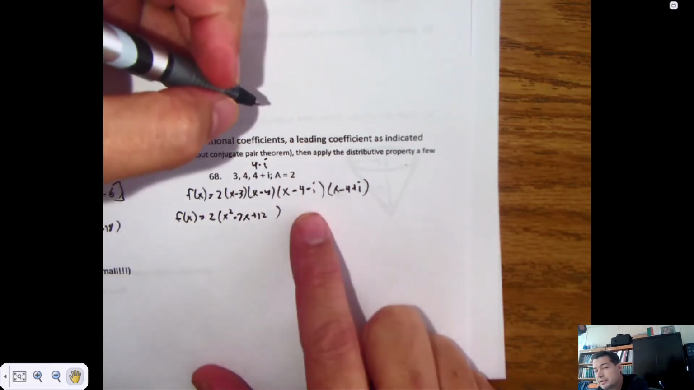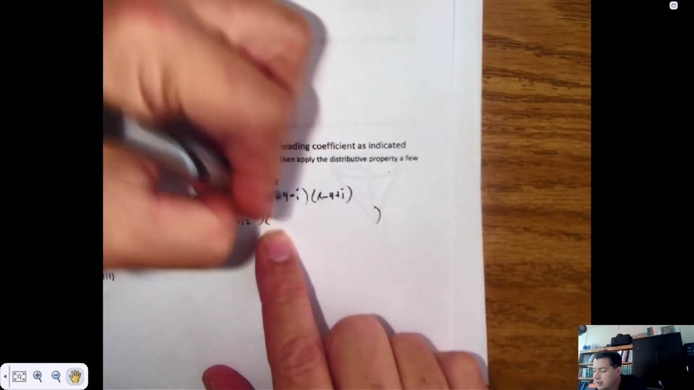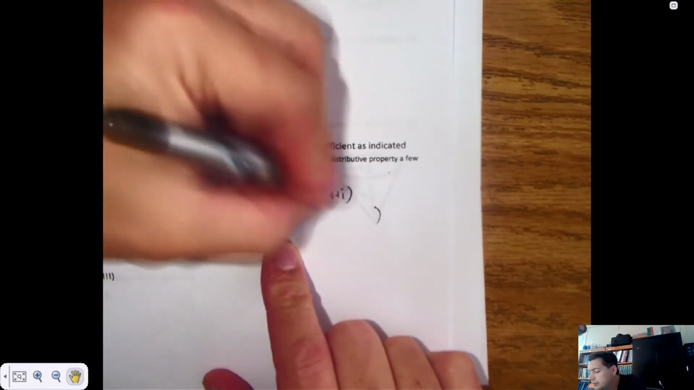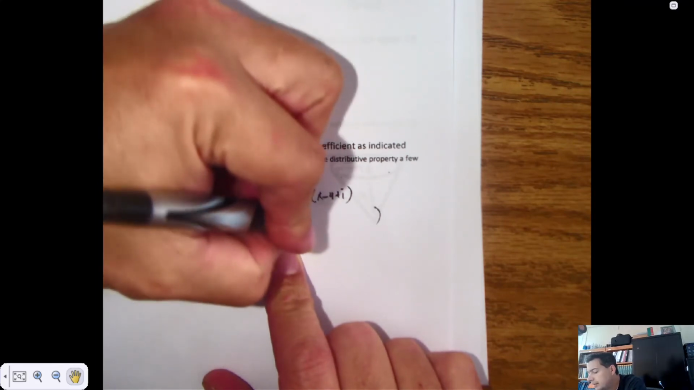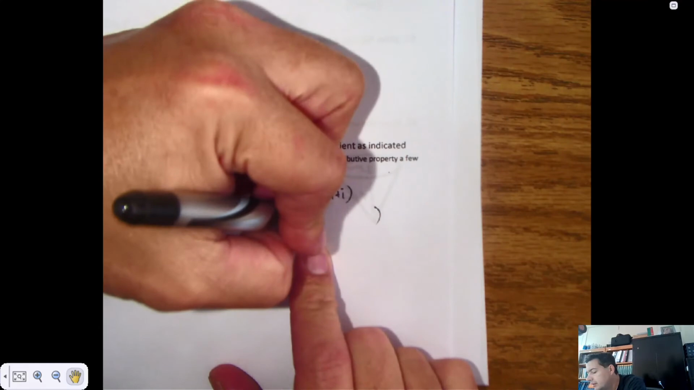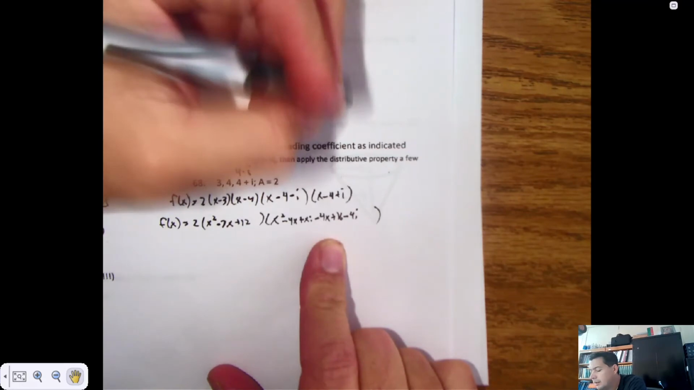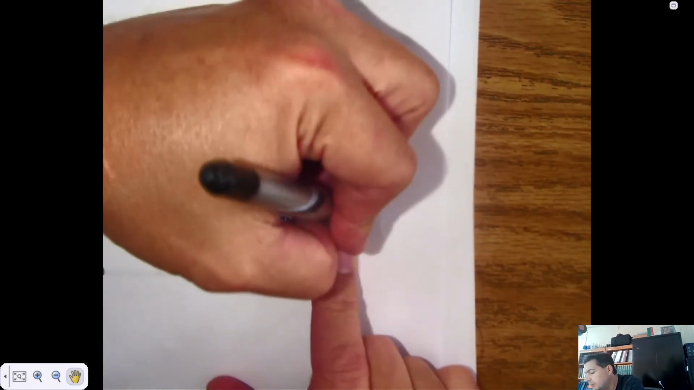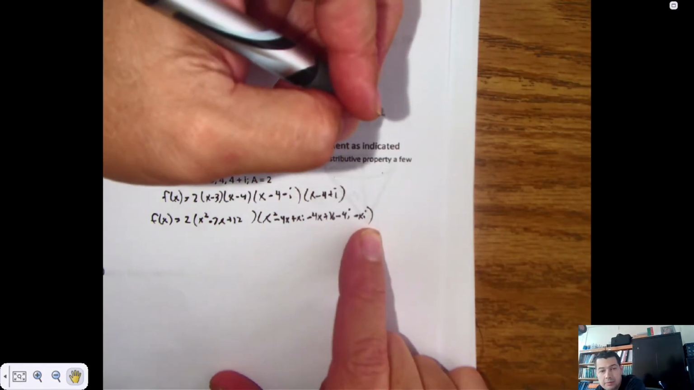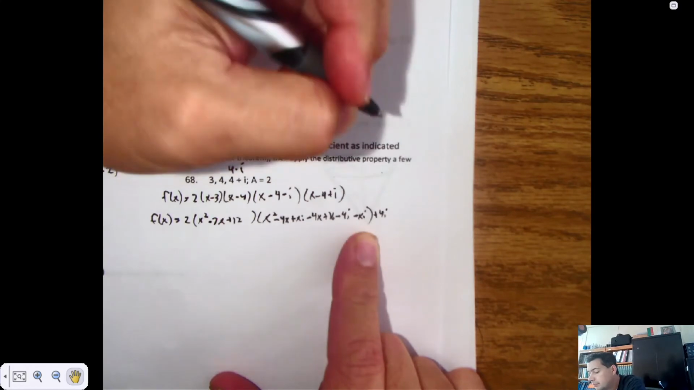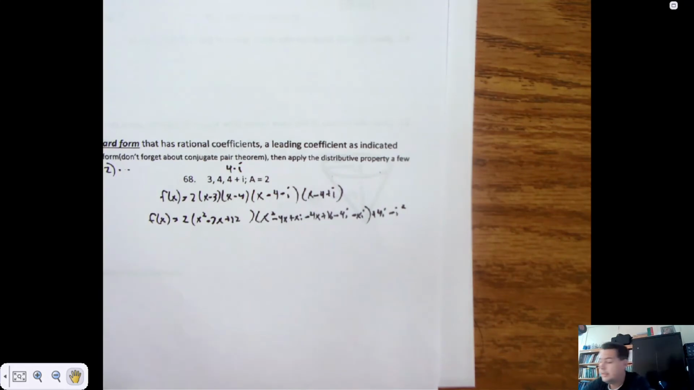Now I'm going to work with this thing. This thing's not going to be that bad after you get done with it. A lot of things cancel. So if I x everything, I'd have x squared minus 4x plus xi, and I negative 4 everything, minus 4x plus 16 minus 4i, and then I negative i everything. So minus xi again, plus 4i, and then minus i squared. And then I clean it up.